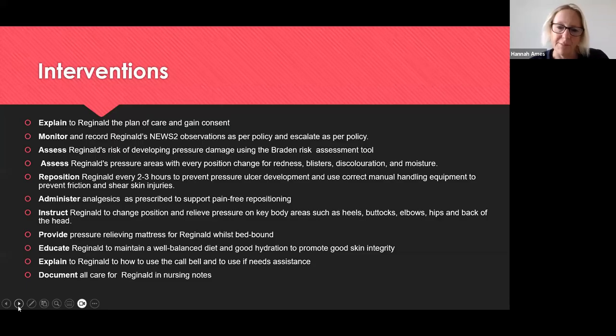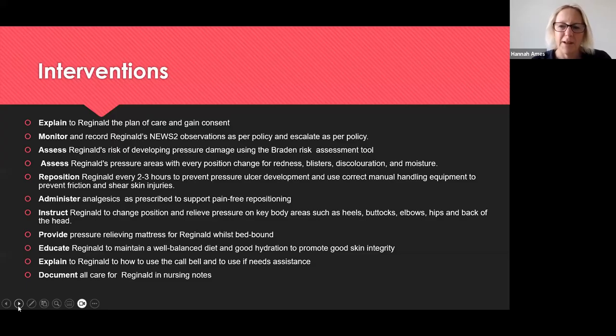We can provide a pressure relieving mattress as well. And we can educate Reginald, once he is eating post-surgery, to maintain a well-balanced diet and good hydration, because we know that promotes good skin integrity. Reginald is going to need the call bell. That's going to be quite important because the patient is going to be on bed rest, and we'd obviously document all care.